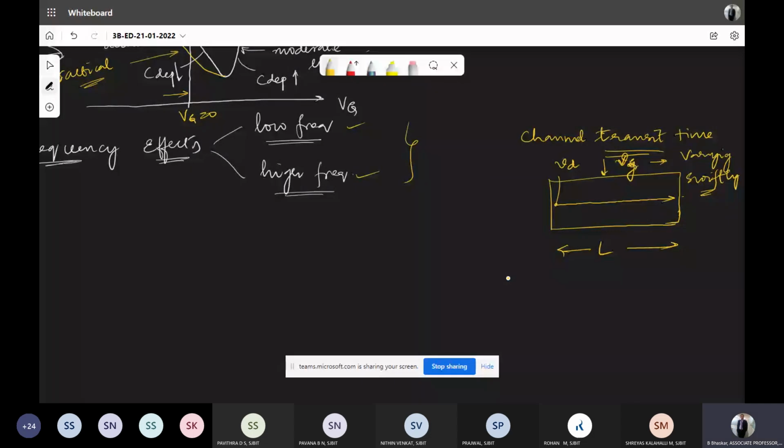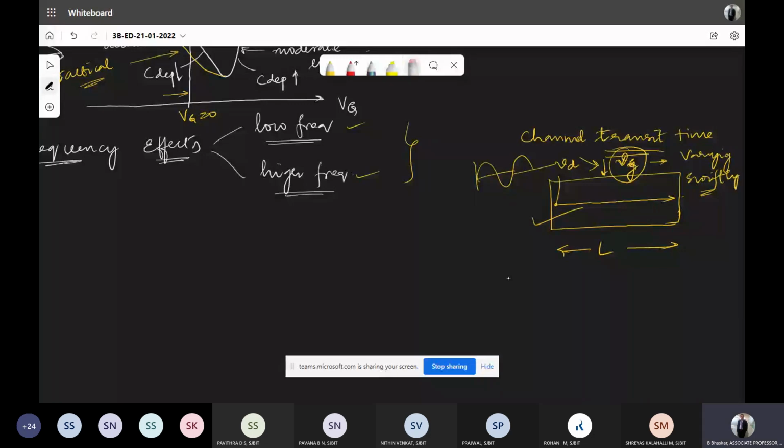The electron will not have enough time to reach the drain, because by that time the next cycle would have appeared. So this VG is varying very fast. The electron is unable to cope up with the differential change that happens as far as the VG is concerned. This was with reference to the channel transit time, and it is applicable elsewhere also.